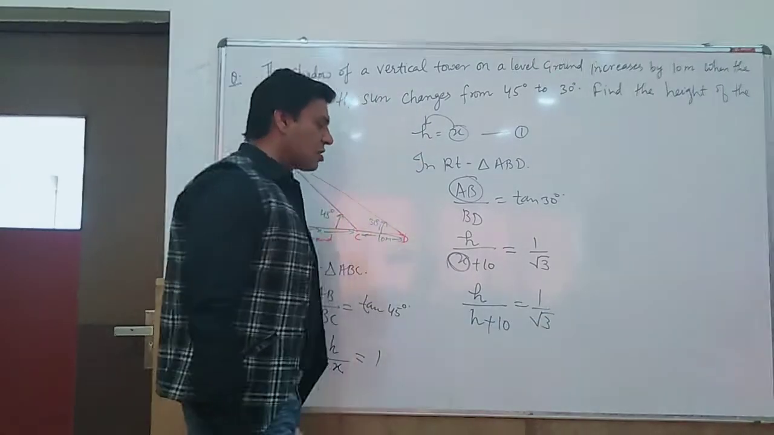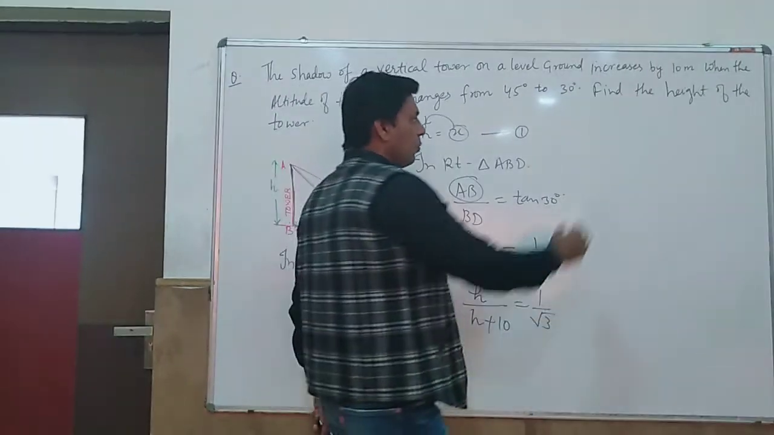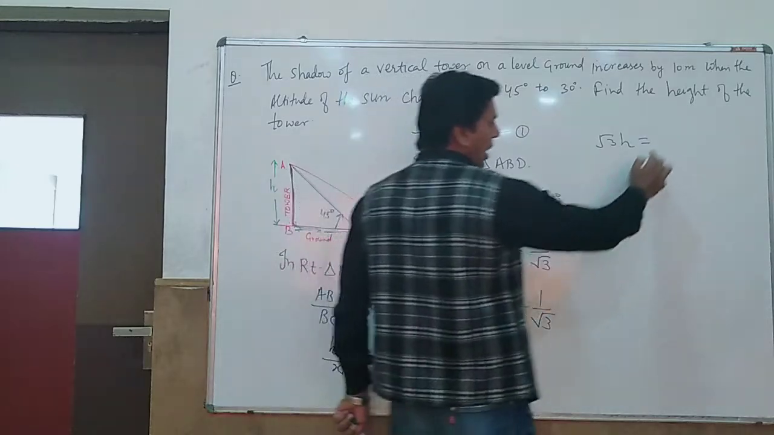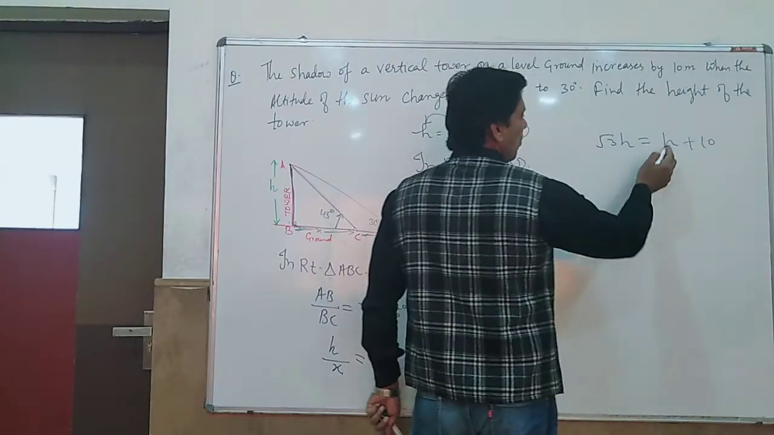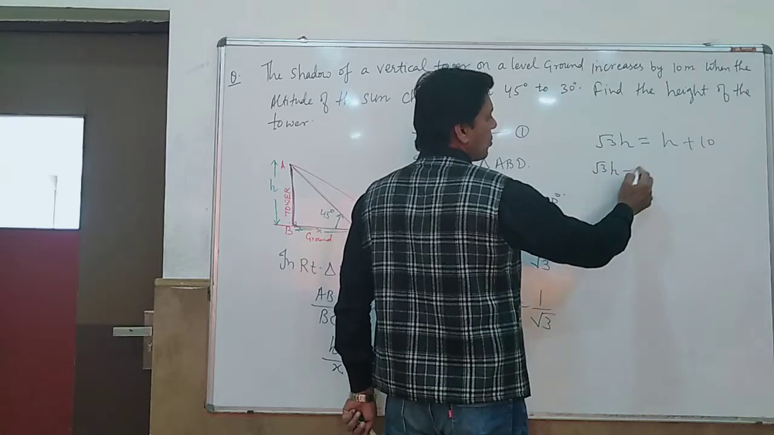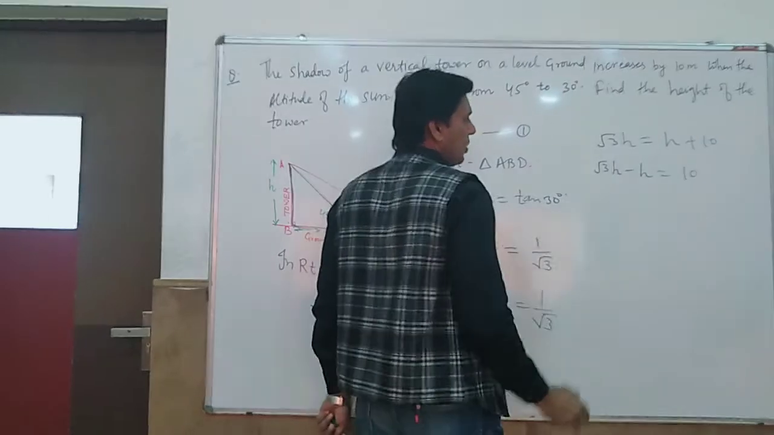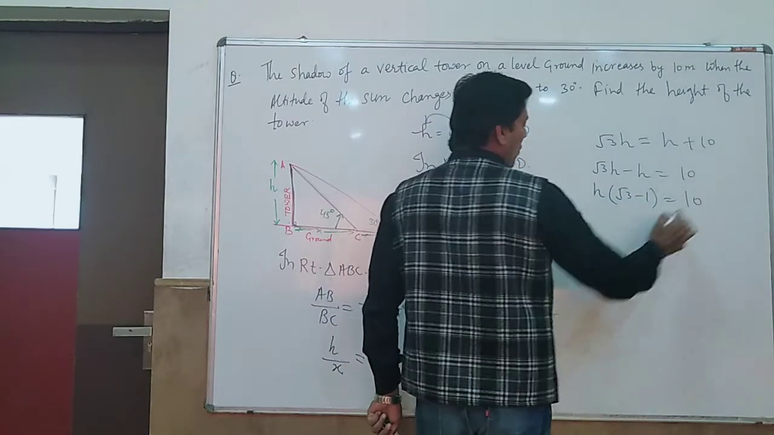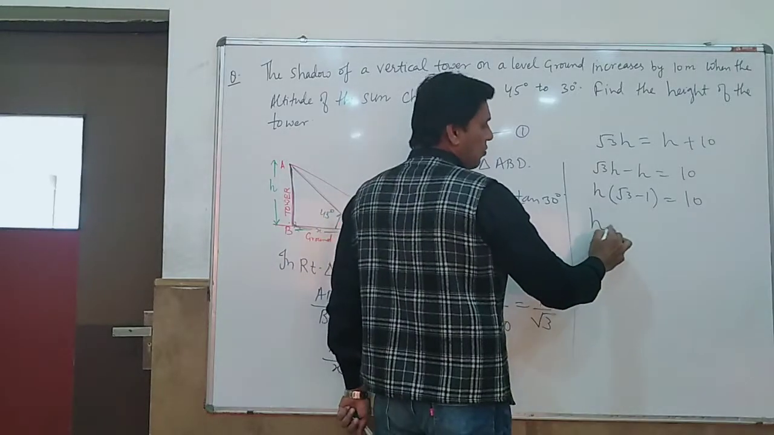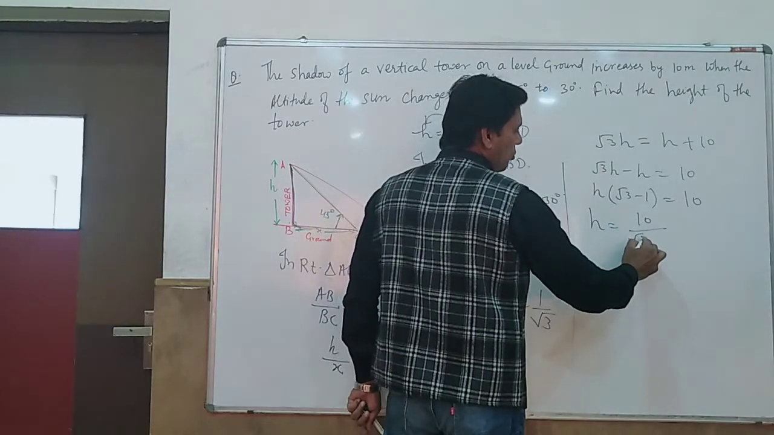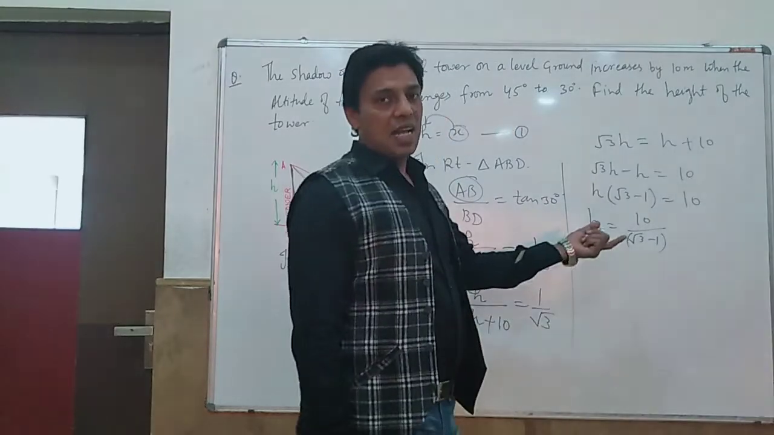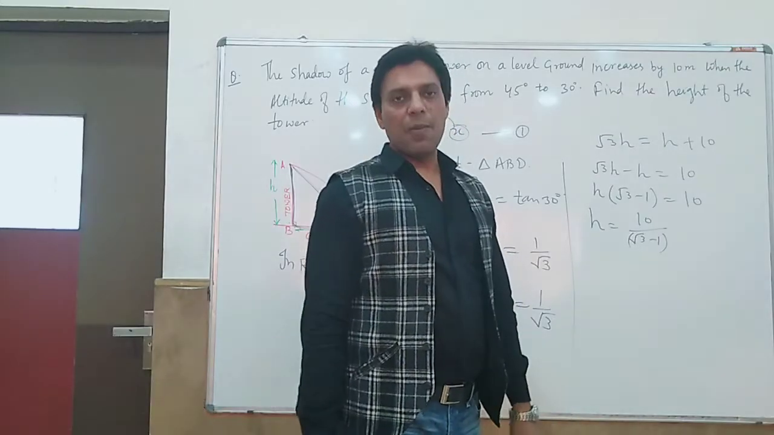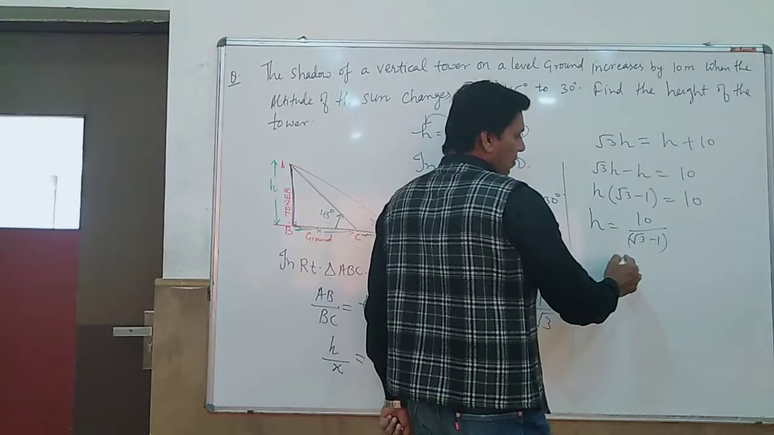Now we can cross multiply: root 3 into H is root 3H, and H plus 10 into 1 is H plus 10. We will bring H to the left-hand side, so root 3H minus H equals 10. We can take H as common: H into root 3 minus 1 equals 10. Now H will be 10 upon root 3 minus 1. So we have the answer, but we have to solve it further because the answer must be simplified.